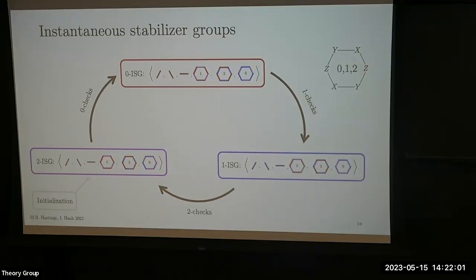Okay, so I still haven't given much intuition for these instantaneous stabilizer groups. How are we encoding quantum information?